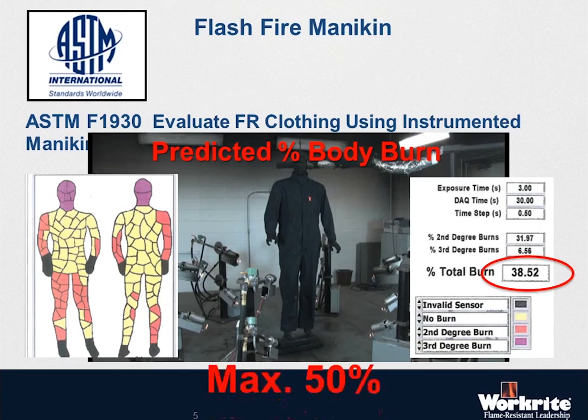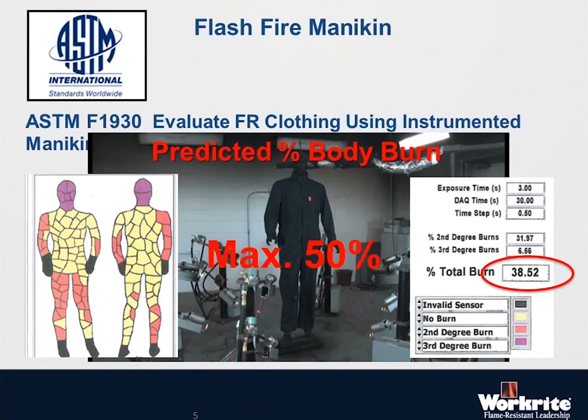Now, the NFPA 2112 standard allows for up to a maximum of 50%. So in this case, the 38.5 would pass. We see body burn numbers down in the teens. You can see them up into the 30s, low 40s, but any of those would be a passing grade for the NFPA 2112.